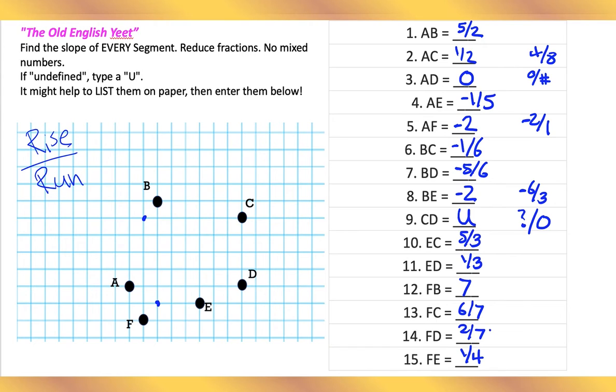I don't think we had any repeated slopes. I think we had one of everything, just about. Holy cow. We had a negative 2 and a positive 2. And wow, that's a pretty good spread. We have just about every slope possible. Only a couple had to be reduced. Most of them were good to go the first time.